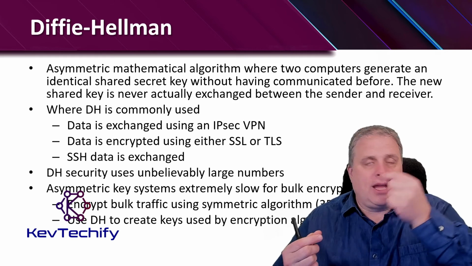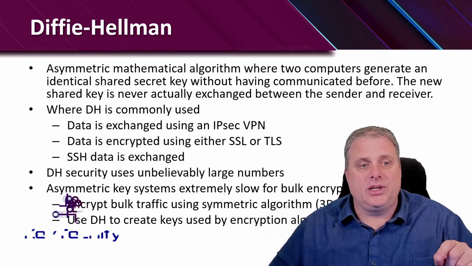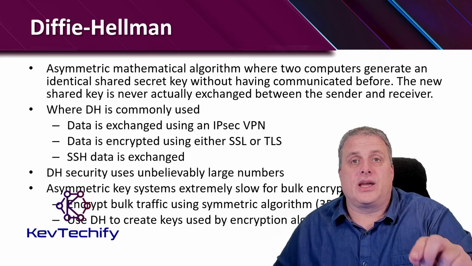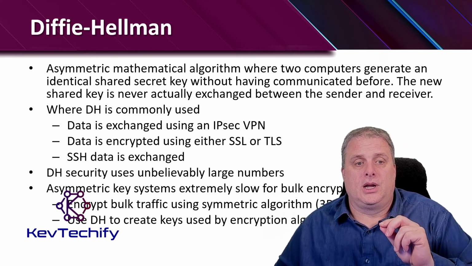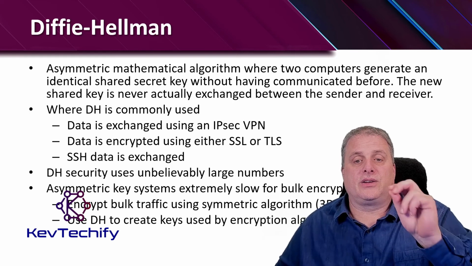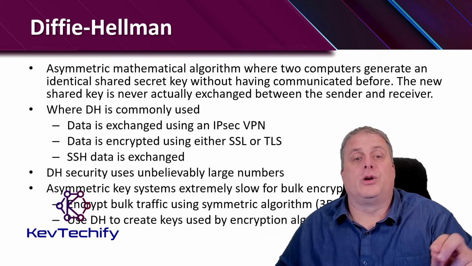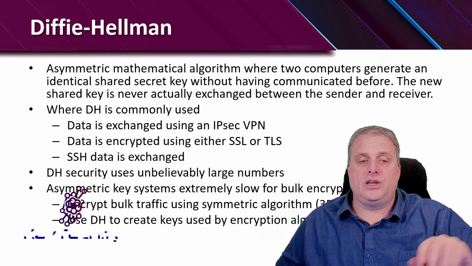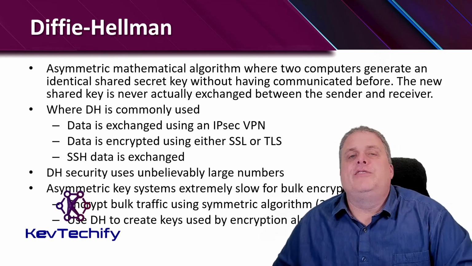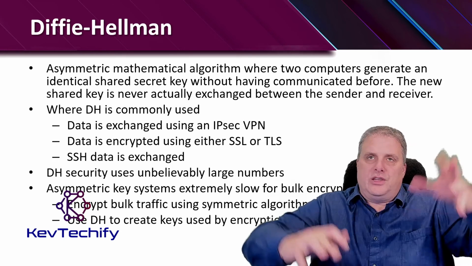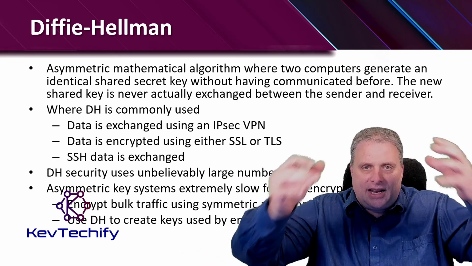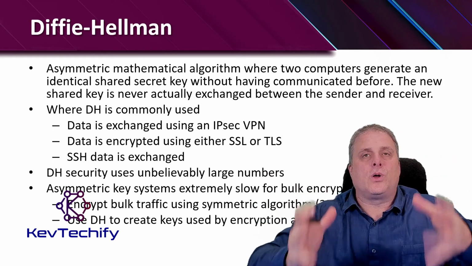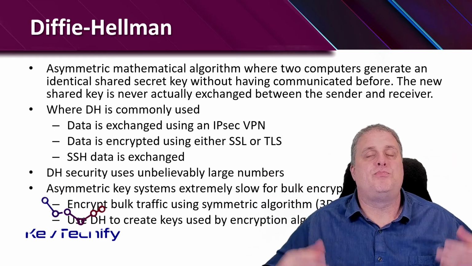Where the Diffie-Hellman algorithm is commonly used is data exchanged using IPsec VPN, a virtual private network. Data encrypted using SSL or TLS, that's our encrypted web pages, and SSH data. Diffie-Hellman security uses unbelievably large numbers. Once again, using these big numbers that take lots of computational power to calculate. They're extremely slow for bulk encryption because of these big numbers.